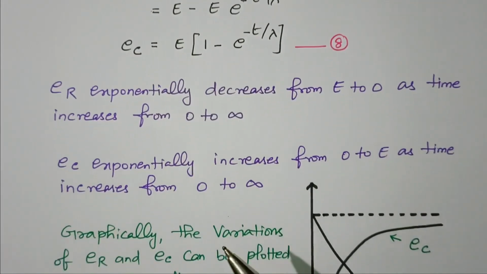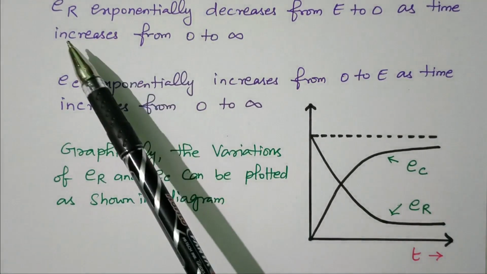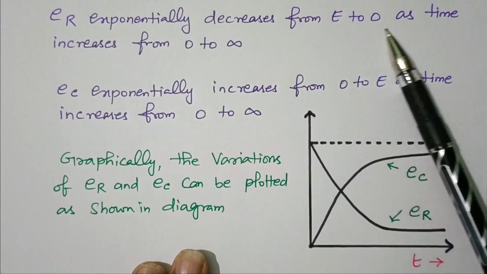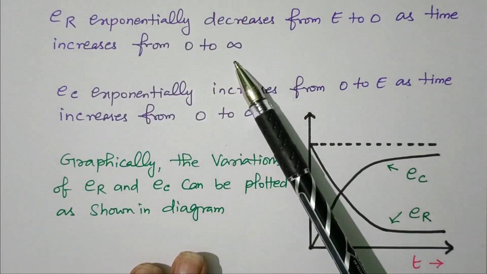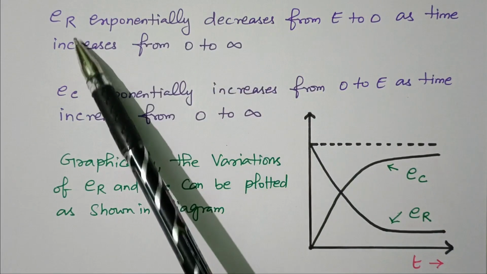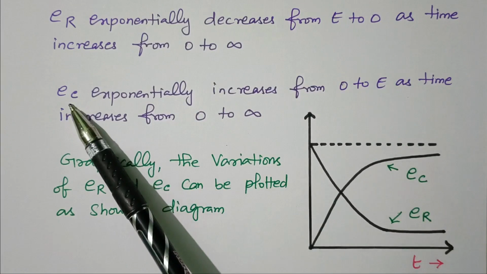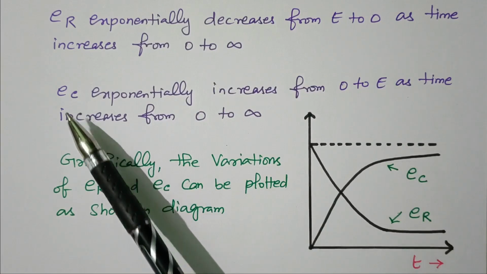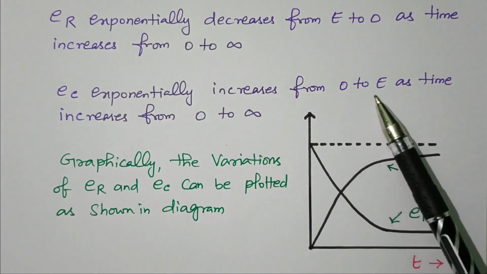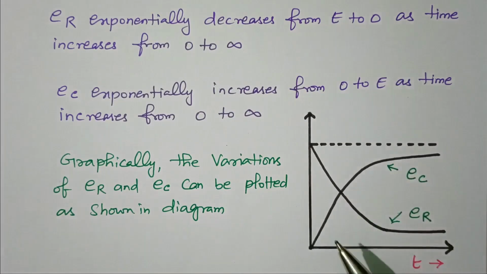Now we'll see the graphical representation of ER and EC. ER exponentially decreases from E to 0 as time increases from 0 to infinity. In case of EC, the voltage across the capacitor increases from 0 to E as time increases from 0 to infinity. Both are different: E to 0 here, 0 to E. So that is given here.